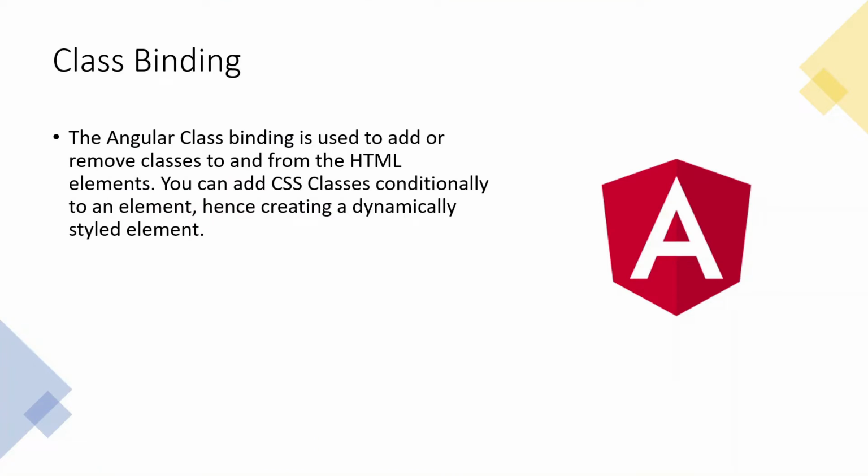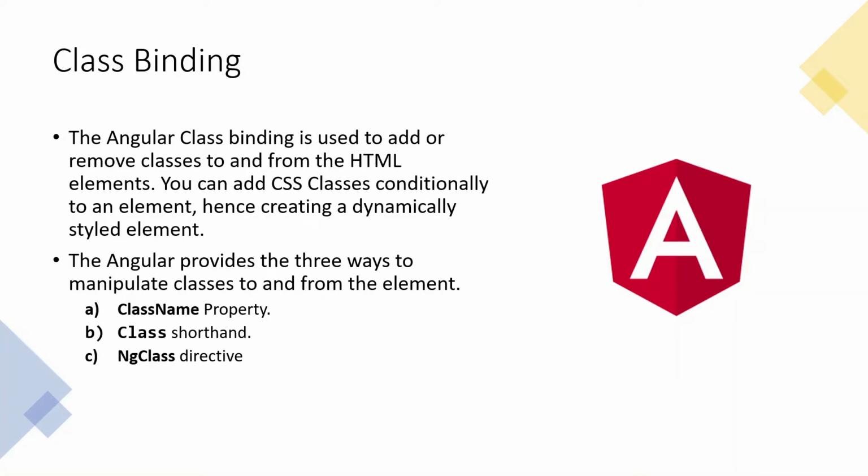So the Angular class binding is used to add or remove classes to and from the HTML element. You can add CSS classes conditionally to an element, hence creating a dynamically styled element. In summary, the class binding is used to manipulate the styling of an HTML element.